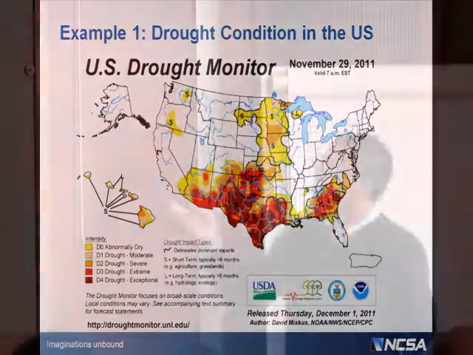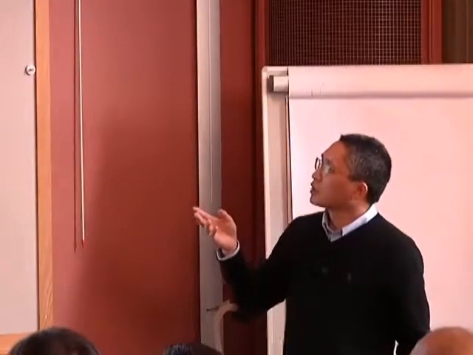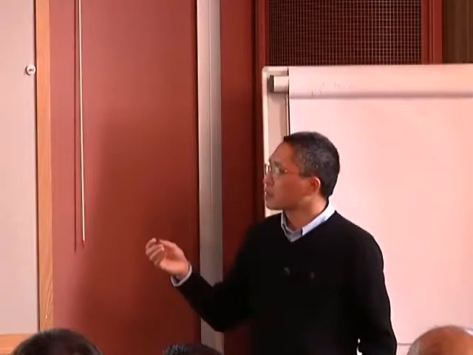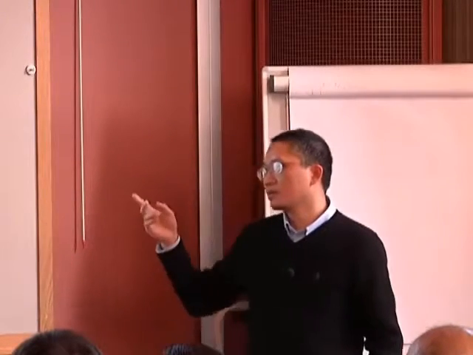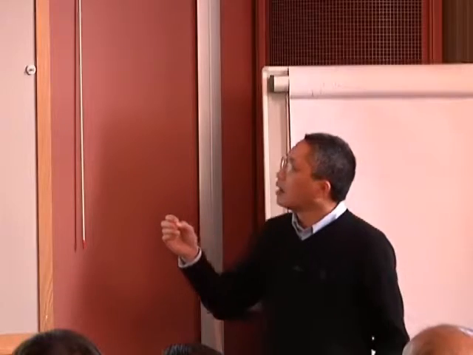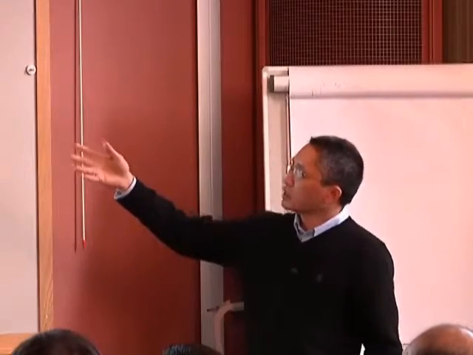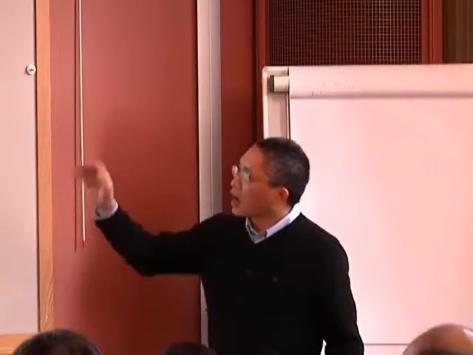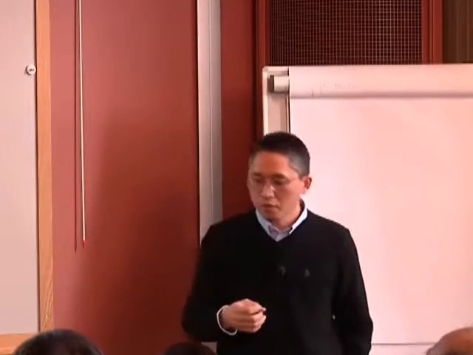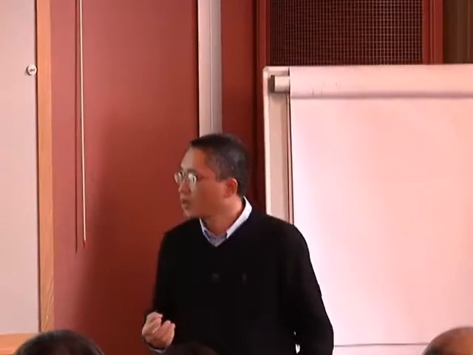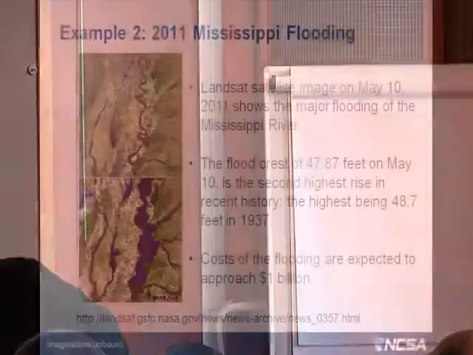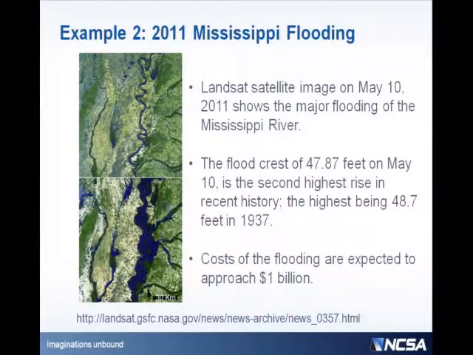So just to give you a concrete view, what's the current situation of the drought condition in the US? This is released daily by NOAA. And as you can see on the south side, Arizona and Texas have experienced a very severe drought condition this year. But actually, this year also experienced very severe flooding as well.